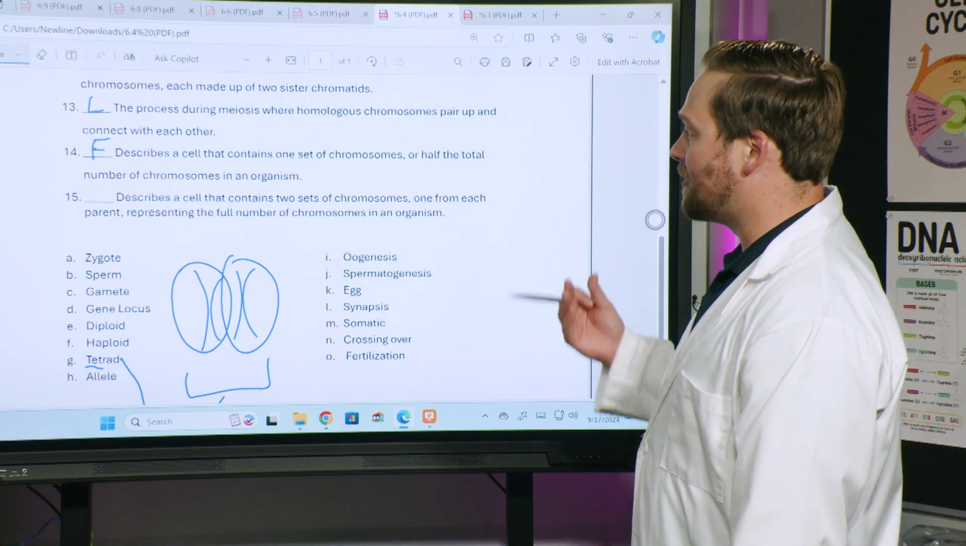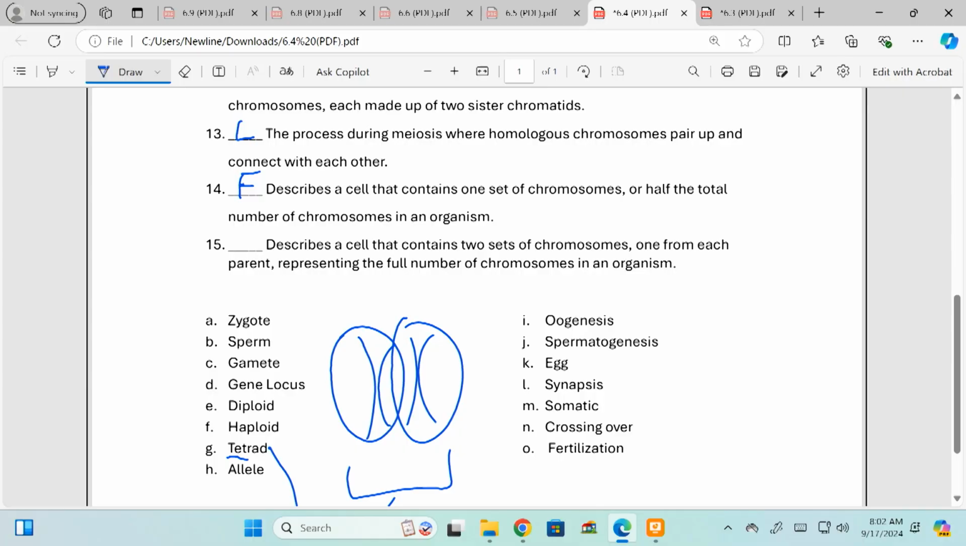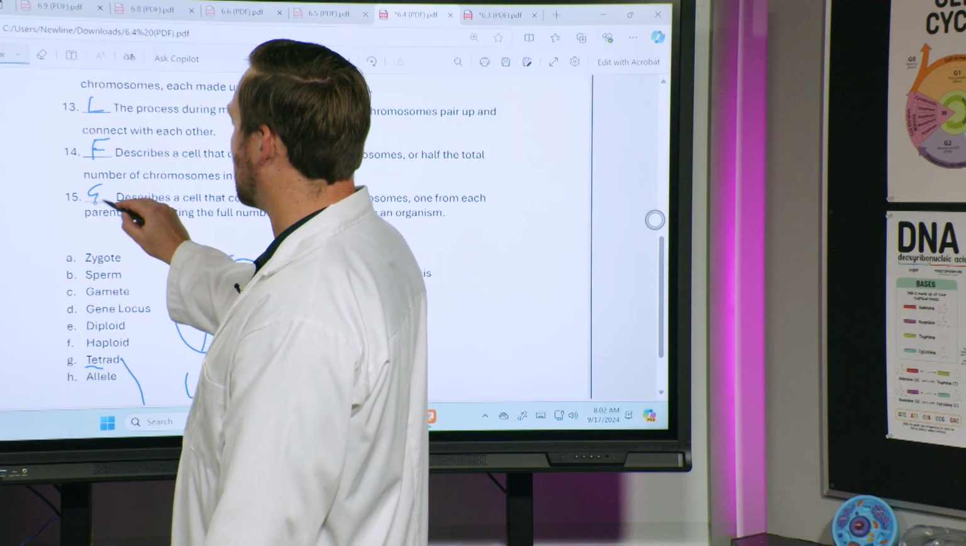that they're supposed to. And then 15, this says, describes a cell that contains 2 sets of chromosomes, 1 from each parent. This is the opposite of haploid. Instead of haploid, we're going to use letter E, which is diploid.